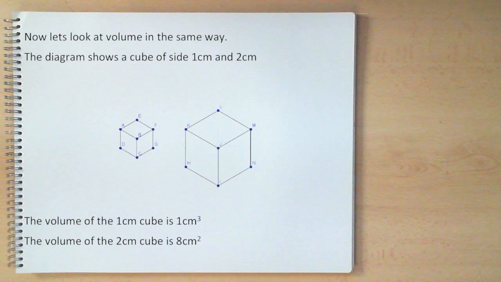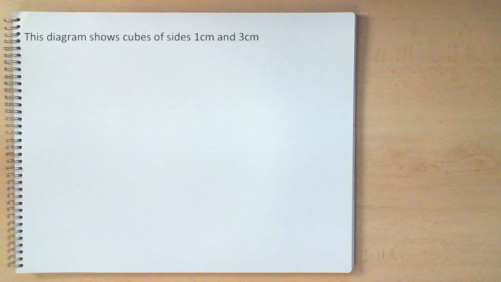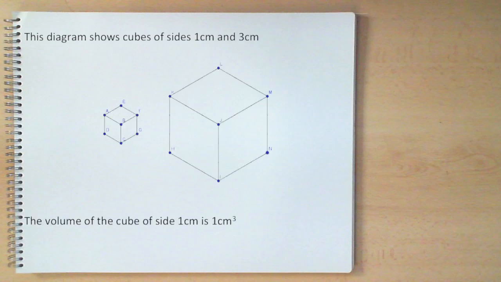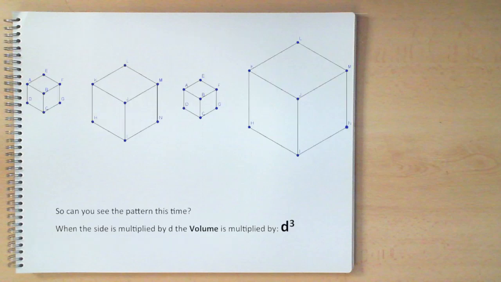That's quite a considerable increase from 1 centimetre cubed to 8 centimetres cubed. So there we have two similar shapes and the volume has increased substantially. Let's now look at two cubes, first cube side 1 centimetre and the second cube side 3 centimetres. The volume of the first one is, as we've looked at before, 1 centimetre cubed. The volume of the 3 centimetre sided cube is 3 times 3 times 3, which is 27 centimetres cubed. I'm sure you can see the pattern already with this.